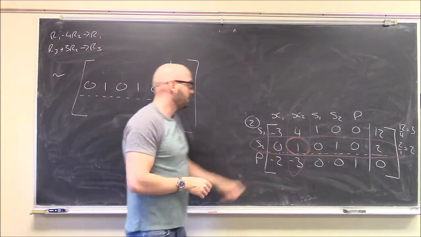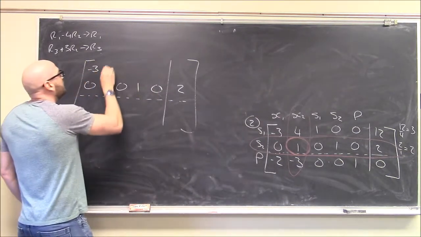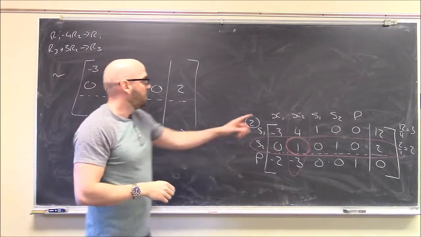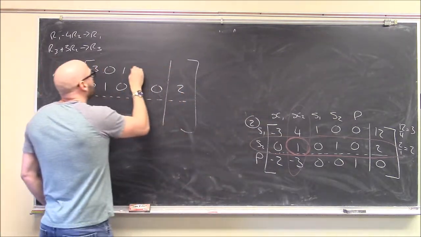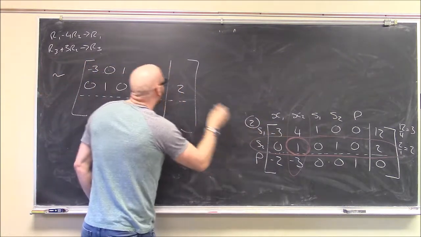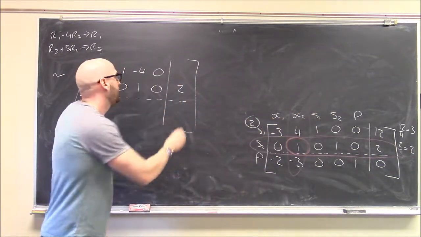Minus 3 minus 4 times 0 is still minus 3. 4 minus 1 is 0, just like I wanted. 1 minus 4 times 0 is 1. 0 minus 4 times 1 is minus 4. 0 minus 0 is 0. 12 minus 4 times 2, 12 minus 8 is 4.